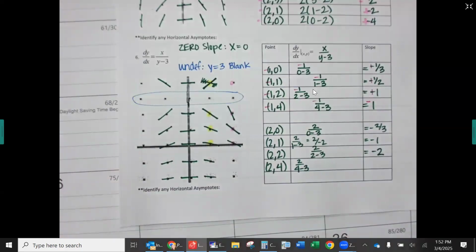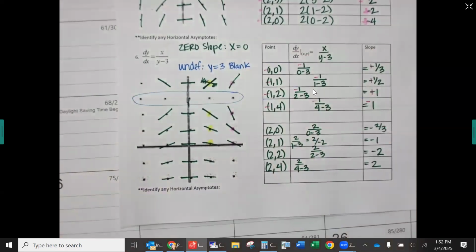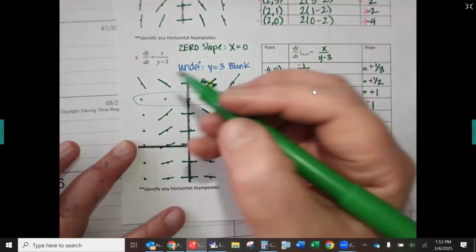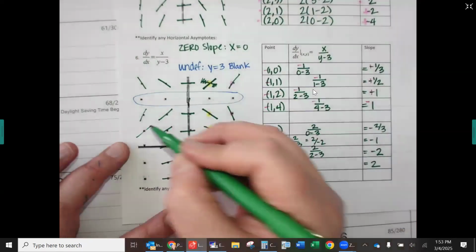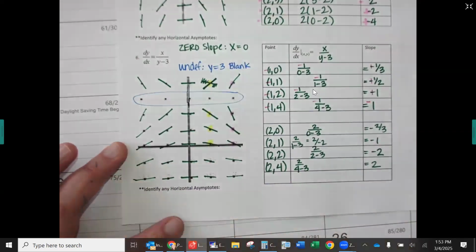Okay, we're skipping our blanks and going to 2, 4. 4 minus 3 is 1. Divided under a 2. 2 divided by 1 is 2 up. And then based on the pattern that I saw on my 1 and negative 1, I can repeat that on 2 and negative 2. The steepness here is going to be the equivalent steepness, but instead of uphill, this side should be down. So this should be a negative 2. This should be a positive 2, positive 1, positive 2/3, and then flatten as you go down.